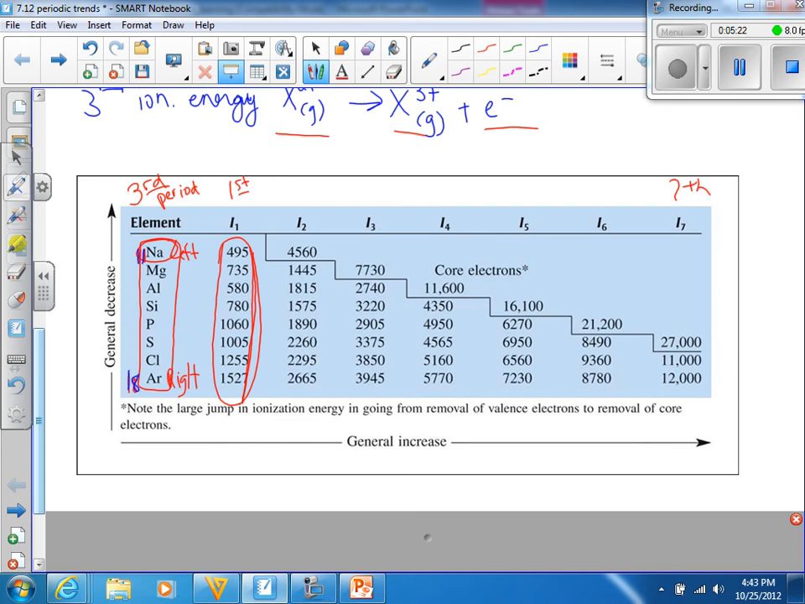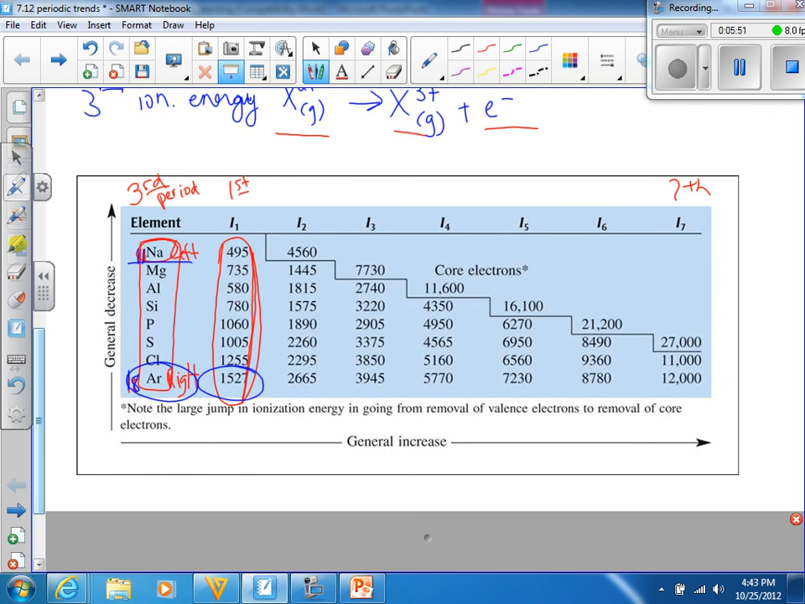Hopefully you realize when you go left to right, the number of core electrons remains the same, because we're just adding outer electrons here. So our effective charge is going up. And since our effective charge is going up, we're holding on to the electrons more strongly. Since we're holding the electrons more strongly, argon has a bigger first ionization energy than sodium.